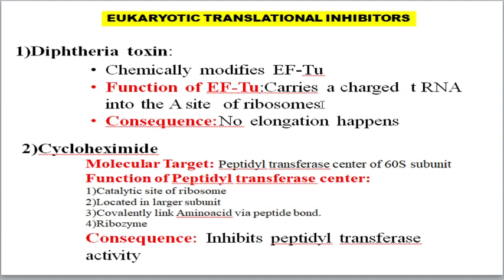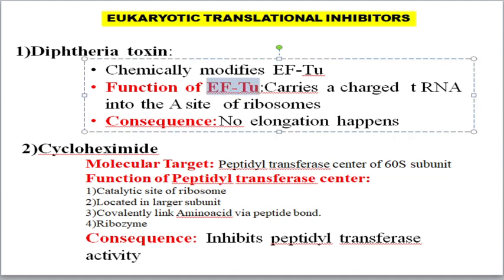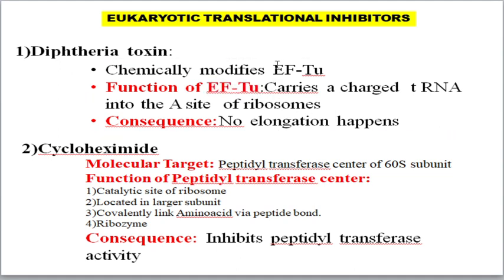Just like bringing a bride to a wedding, it will also carry a charged tRNA to the A site of the ribosome. So if this diphtheria toxin is present in our ribosome, then what is the consequence? No elongation will take place, definitely, because they disturb the activity of EF2. Definitely this EF2 will be non-functional. As a result, it cannot carry a charged tRNA.